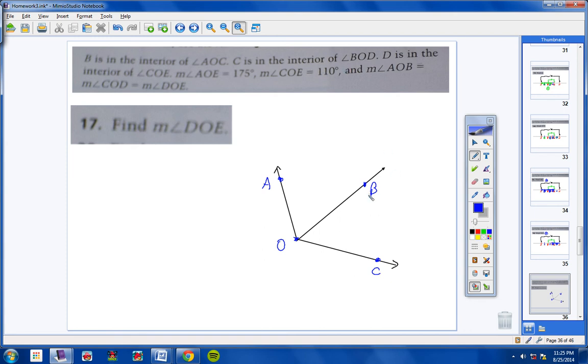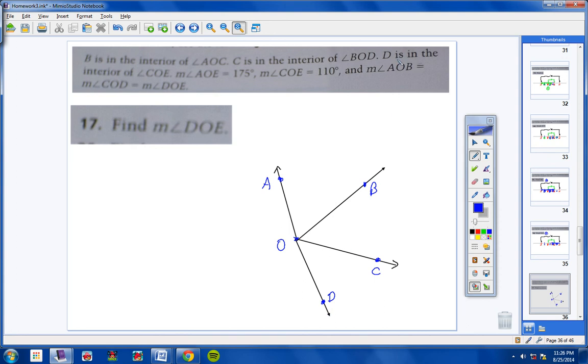So let's see here. C is in the interior of angle BOD. So I don't have a D anywhere, but I know this. Please look carefully, students. C is in the interior of BOD. So C is going to be in the interior. So I'm going to draw D like this. Okay. And I'll put a D right here. I'll see if this makes sense. Watch. Is C in the interior of BOD? Yes, it is. C is in the interior of BOD.